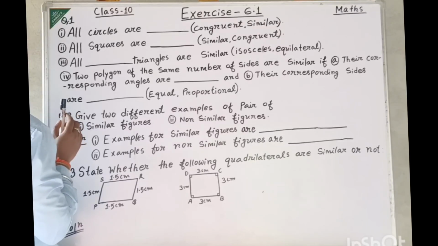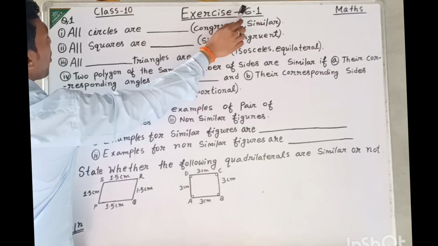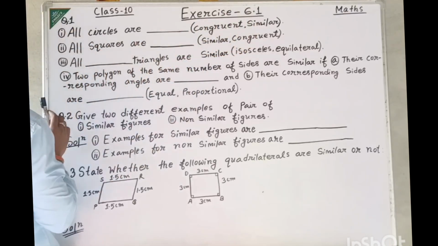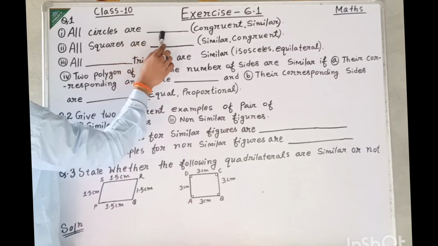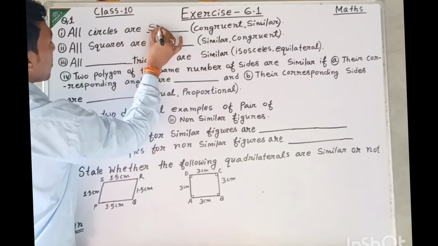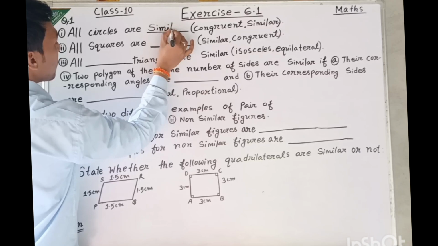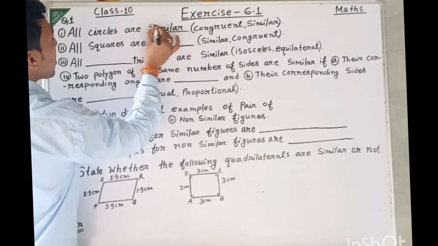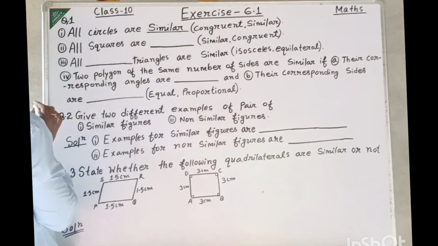Today I am going to solve class 10 maths exercise 6.1. In question number 1, we have fill in the blanks. All circles are dash, congruent, similar. So answer will be similar. All circles look similar with each other.